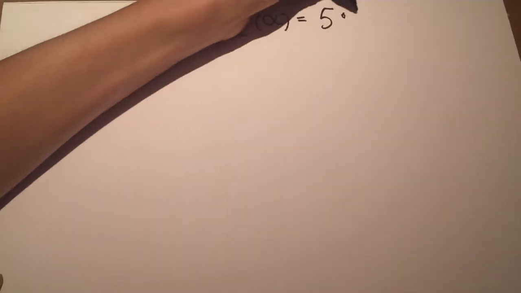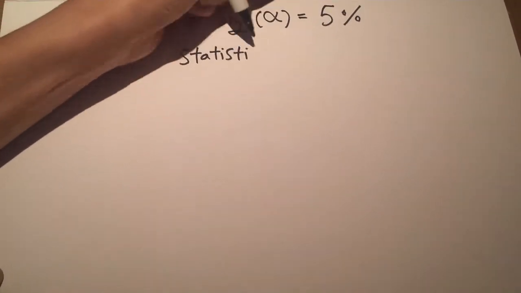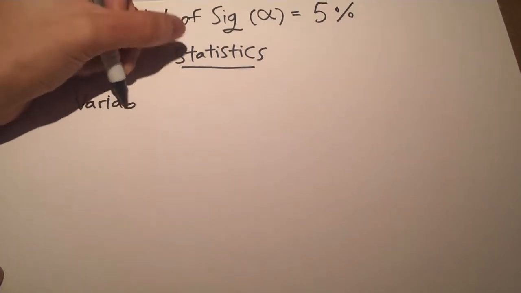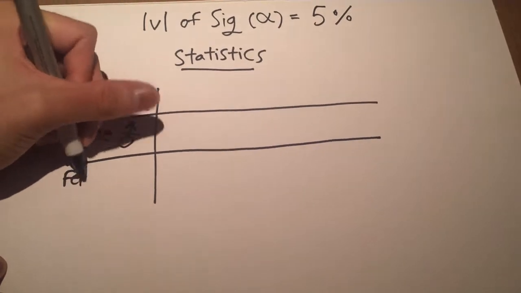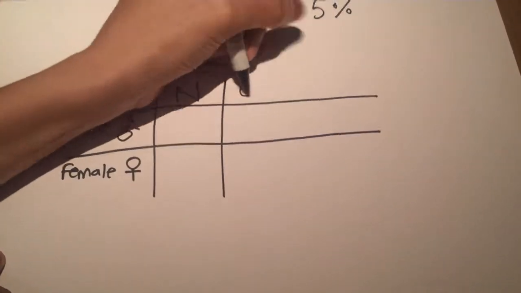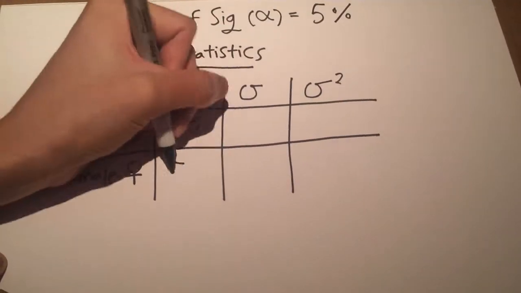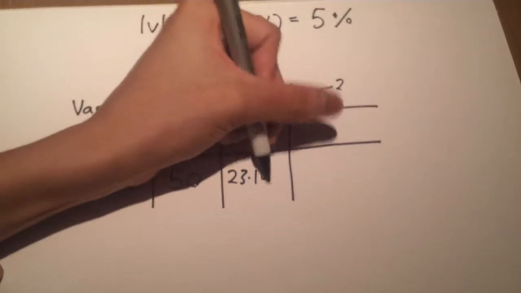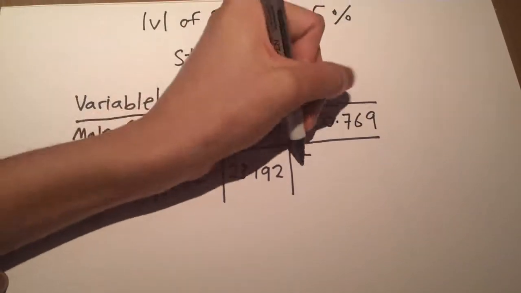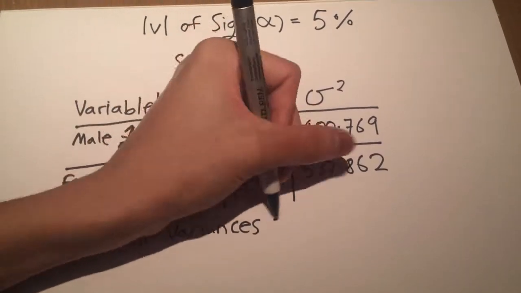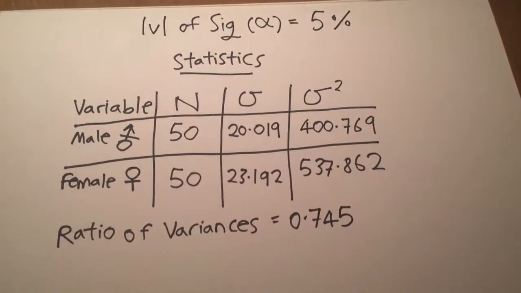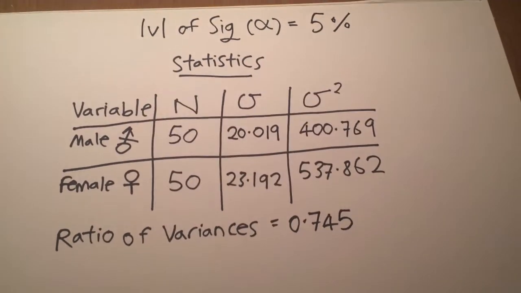Now for the test of 2 variances. The level of significance is at 5%. The sample size for both male and female is 50. The standard deviation for male is 20.019 and the standard deviation for female is 23.192. The variance for male is 400.769 and the variance for female is 537.862. The ratio of variance is 0.745. This is also our F statistic.